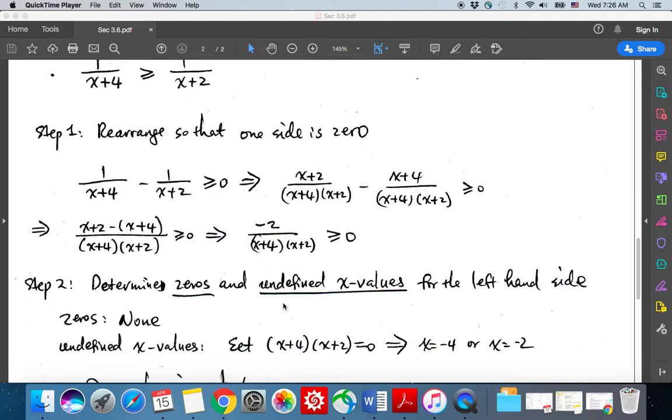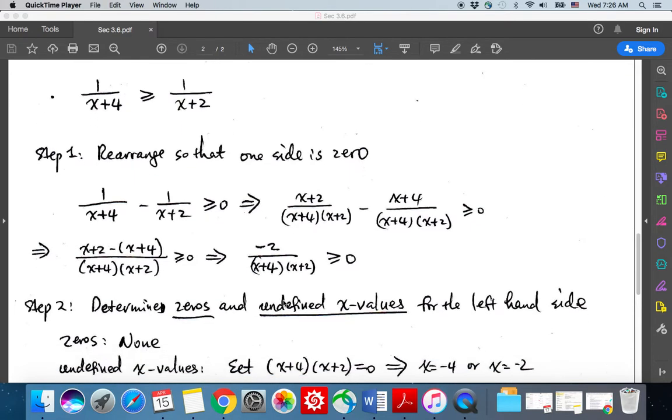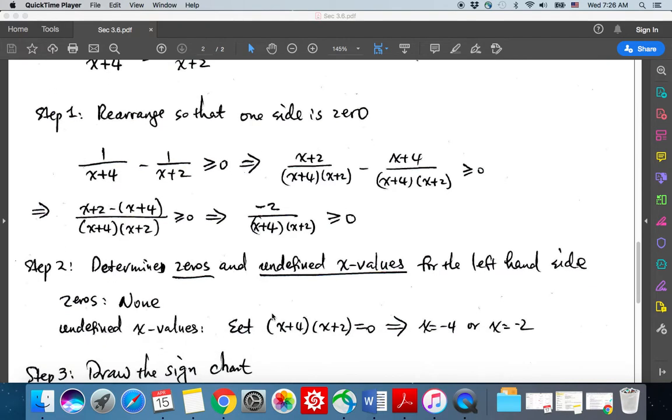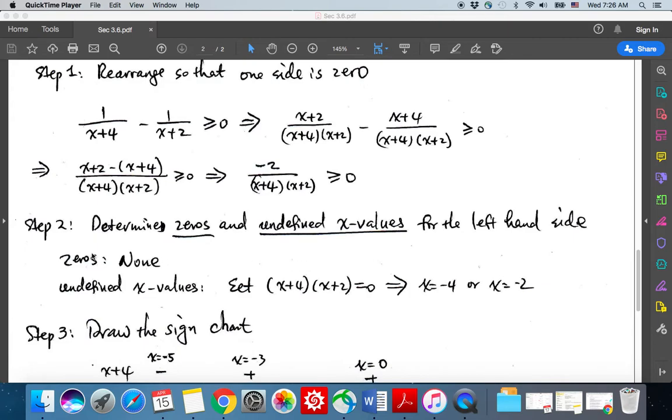The boundary points for solutions of a rational inequality include both the zeros of the rational function and any x values where the rational function is undefined. Let's start with the zeros of this rational function. This is determined by setting the numerator equal to 0, while requiring the denominator doesn't equal 0. In this case, the numerator is negative 2. It never equals 0. So in this case, the zero does not exist for this rational function.